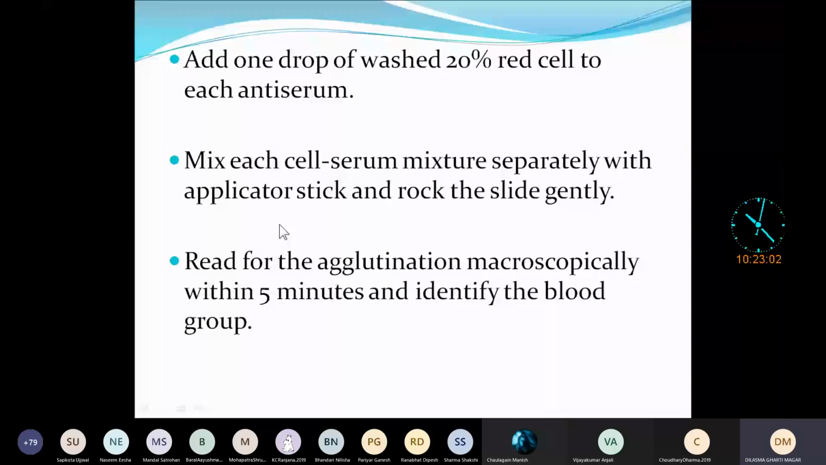So applicator stick means a little small toothpick-like thing will be given, but its end will not be sharp, it will be blunt. With that help we can mix the slide, or we can rock the slide, meaning we can slightly move the slide and then we can see where there will be the agglutination. Now read for the agglutination macroscopically within 5 minutes and identify the blood group. Understood here? So here we'll leave the slide for 5 minutes and then we'll identify the blood group. Understood? This much clear?